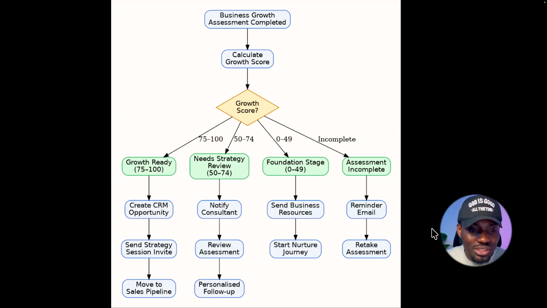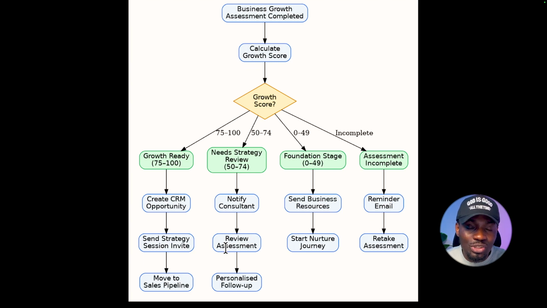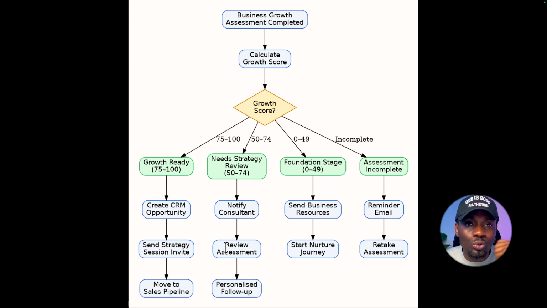Remember that we said if it's between 75 and 100, that's a good score. The lead will be invited straight to book a call, and then we know that this person is ready. If the person is between 50 and 74, we need to review the assessment. So somebody within your sales team will be notified, and then you need to review the assessment, and then we would decide if we want to take on this client.